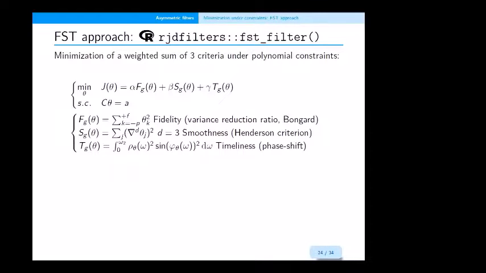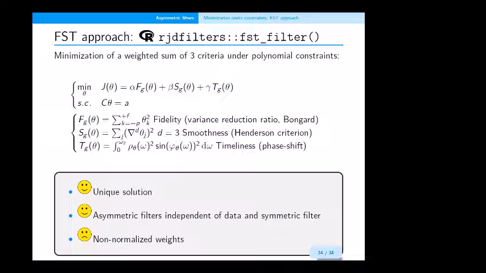I won't go into details on the last method, but the idea is to do a weighted mean of different criteria that measure some properties of the moving average. And one of the advantages is that, contrary to the previous method, in the minimization problem you have a unique solution.